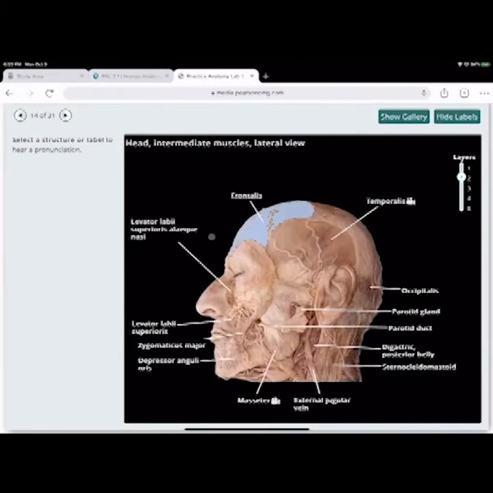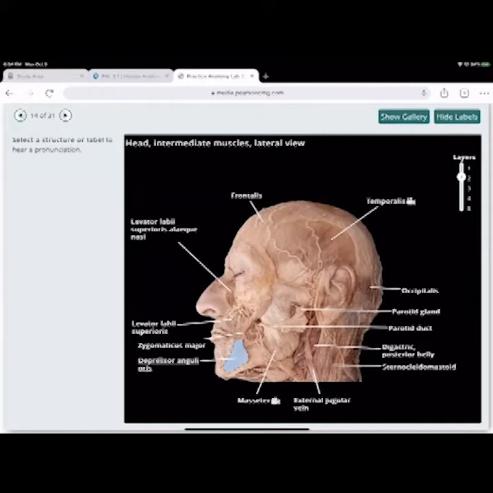Again, this is a side view. So that's your frontalis muscle again. Your levator labii superioris alaeque nasi, side of the nose. Okay. Levator labii superioris. Zygomaticus major. Depressor anguli oris.